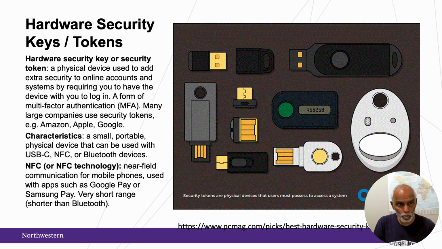So the characteristics are, it's a small portable physical device that can be used with USB-C, NFC, or Bluetooth devices. NFC is another technology, near field communication, for mobile phones used with apps such as Google Pay, Samsung Pay, or Apple Pay. Very short range, shorter than Bluetooth. That's why you have to tap the payment system with the equipment for NFC implementation. So these are all the images of how the hardware is used. Mostly they are inserted as a USB or USB-C, or this is the Bluetooth NFC.